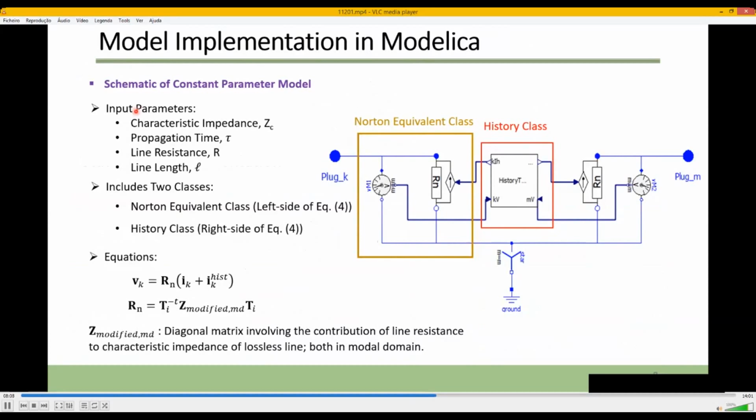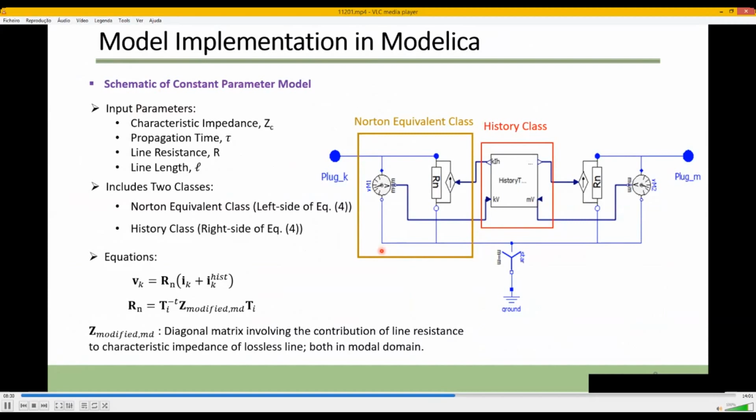Well, now we are in a good position to show how these models are implemented by Modelica. The schematic of the transmission line model is illustrated here. As described earlier, we need two types of calculations. First, calculations related to the history terms, and second, calculations related to the Norton equivalent.